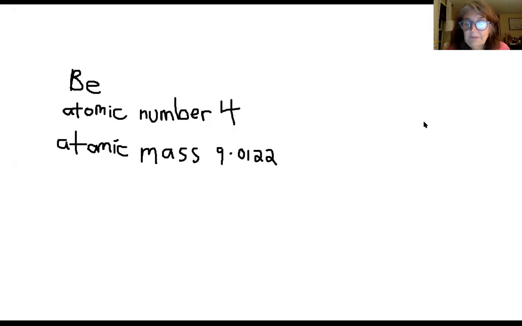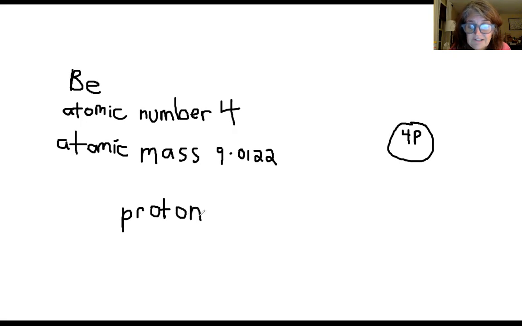I am going to now begin to draw this beryllium atom. I start with a circle. I know its atomic number is 4, so I know I have 4 protons. And I put a little p here. And I want you to remember that protons are found in the nucleus, as you can see right here in this nucleus, and they're positive, okay? If I have 4 protons, 4 positive charges, I'm going to have 4 negative charges. Those are called electrons, okay?